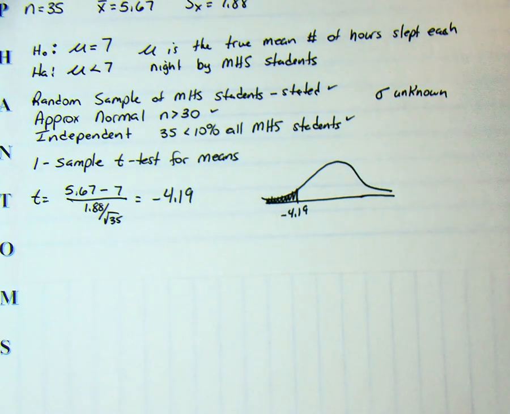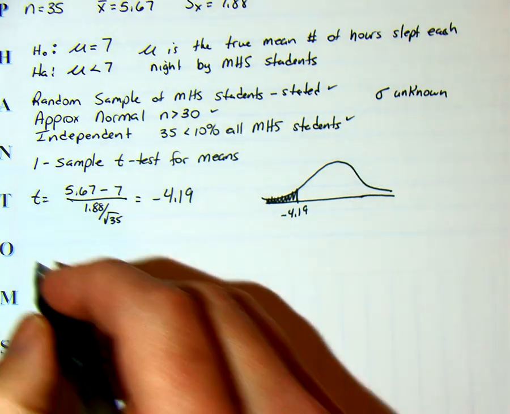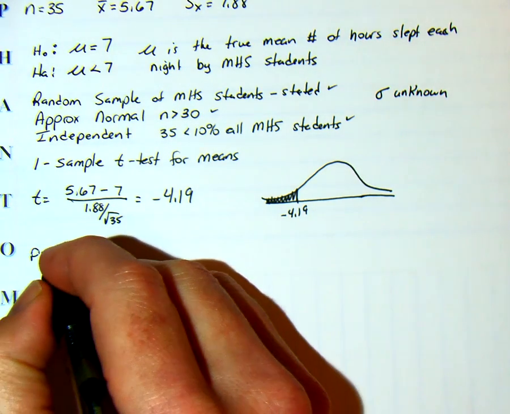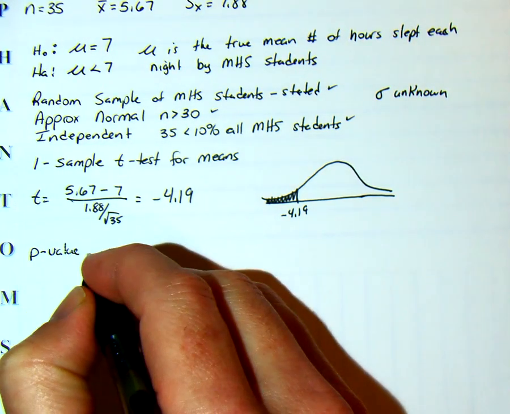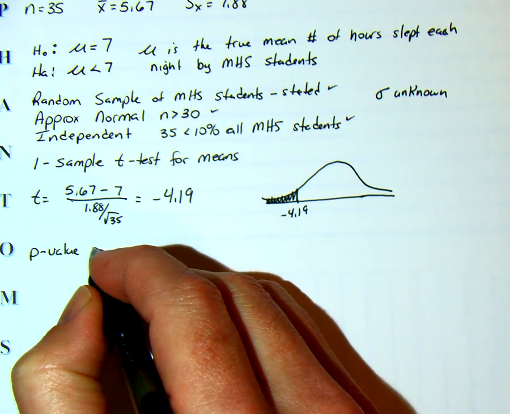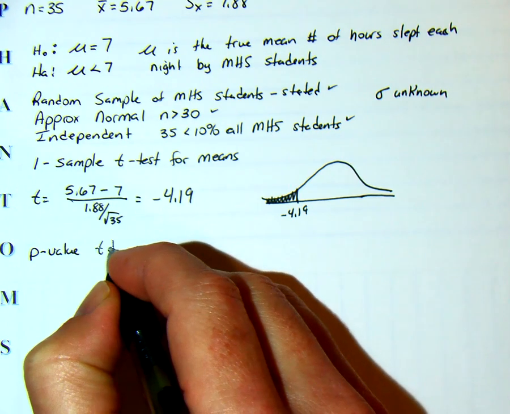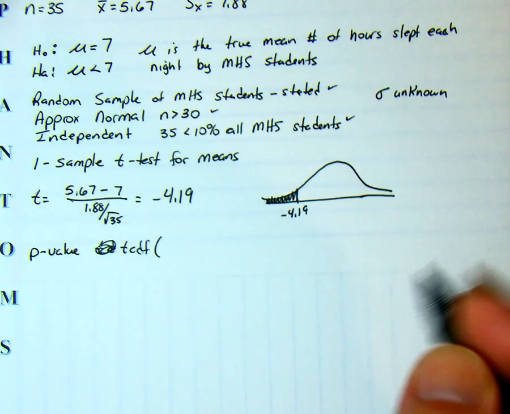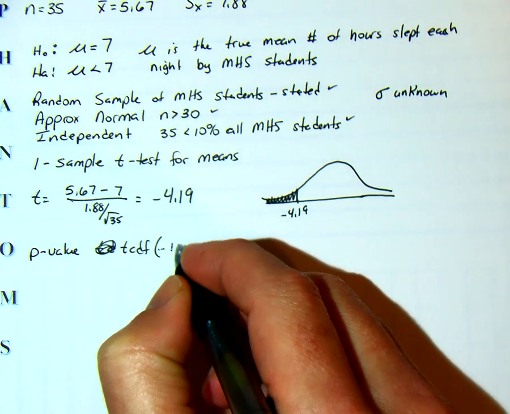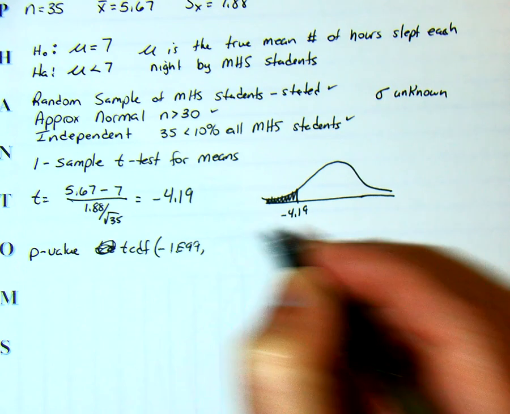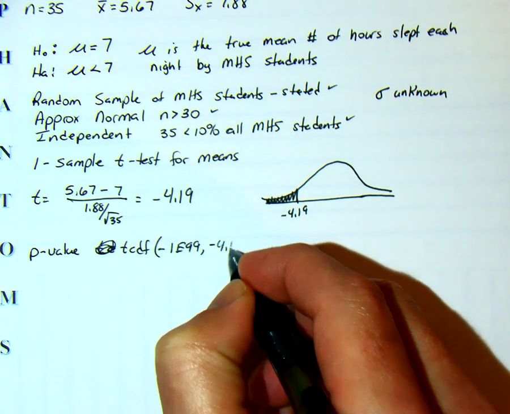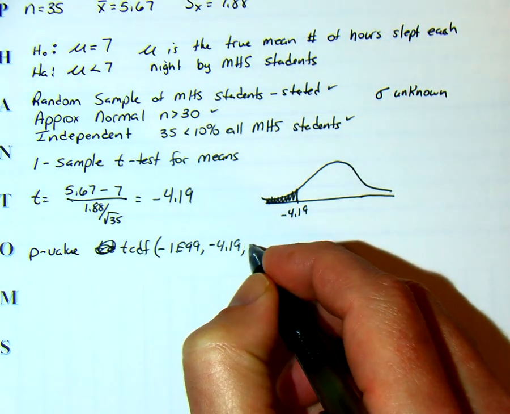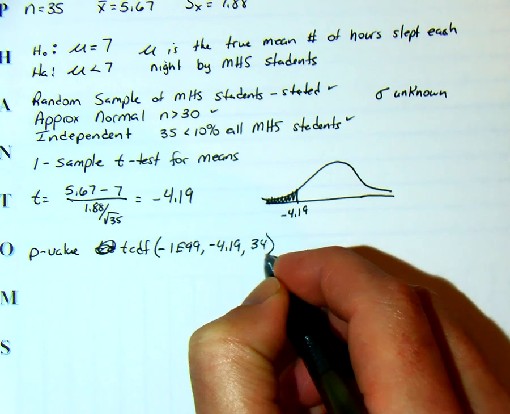All right. So we're going to obtain a p-value. My p-value is found by taking, again, that's going to be a t, watch that, tcdf of negative 1e99 because it's going left. We're going to go to negative 4.19. That's my right boundary. And I have 34 degrees of freedom.